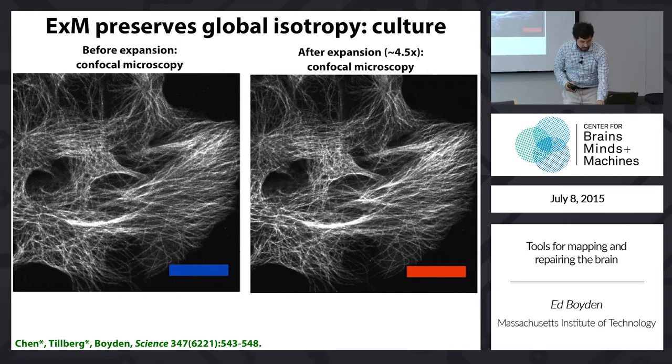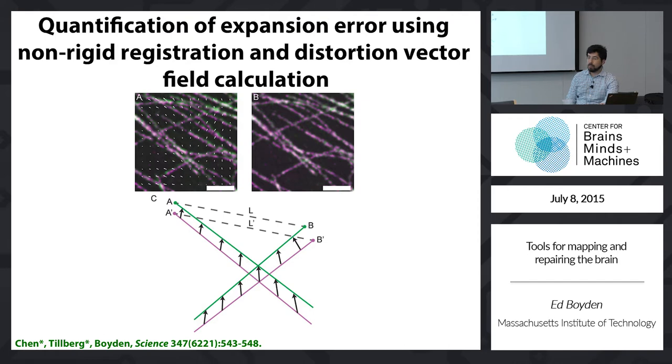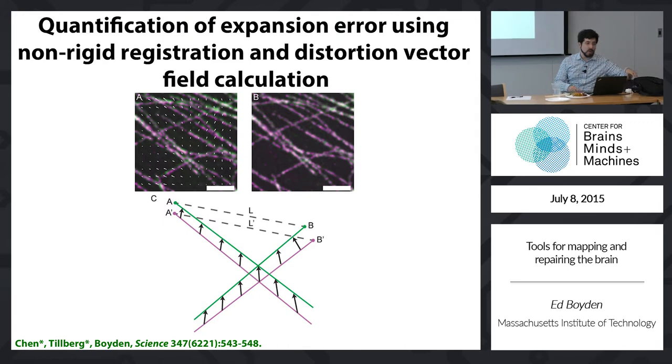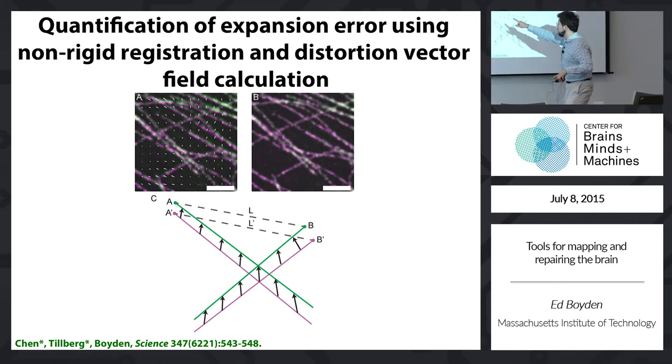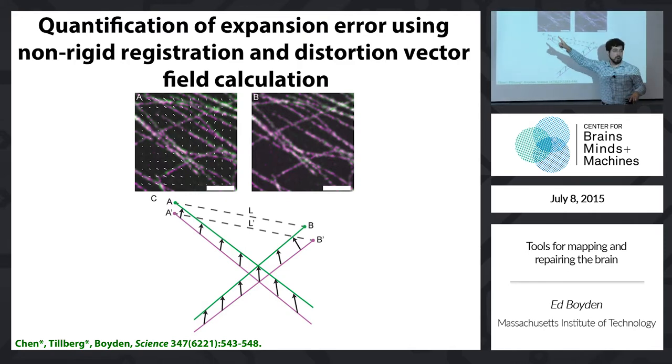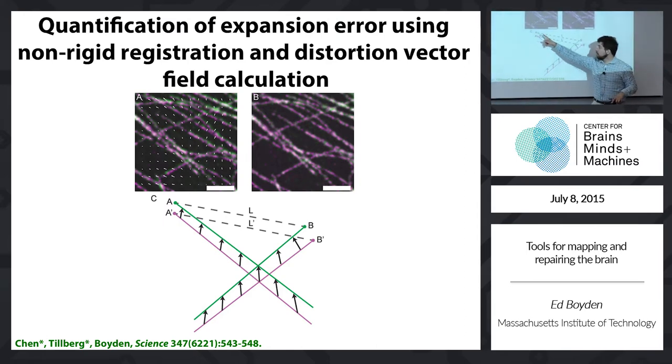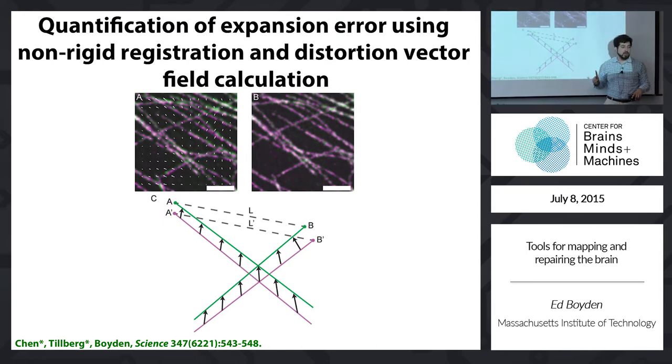But you know, we want to be quantitative. And so we adapted from image analysis this vector field calculation. And the way this works is you take your pre-expansion image and your post-expansion image and you overlay them. And then you nudge them just a little bit until they overlay. And the amount of nudging that you do is a local measure of distortion. And the amount of nudging we plotted as this little vector field. So these are tiny little arrows. Then, if we want to calculate the error of a biological measurement, all we have to do is pick two points in the image and then integrate over that vector field.